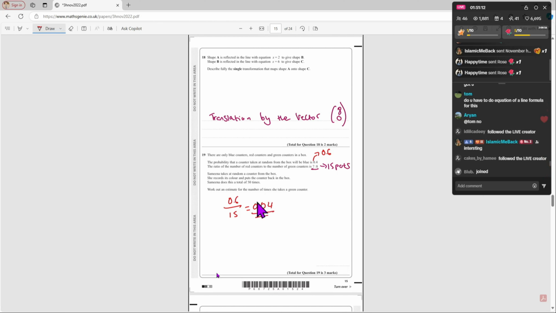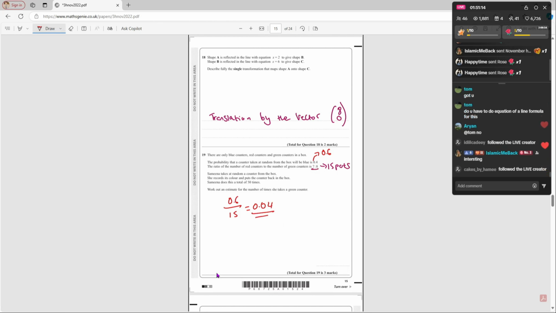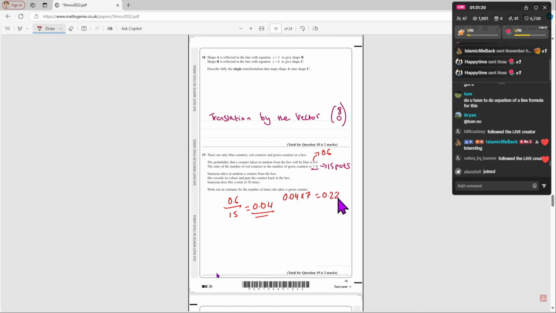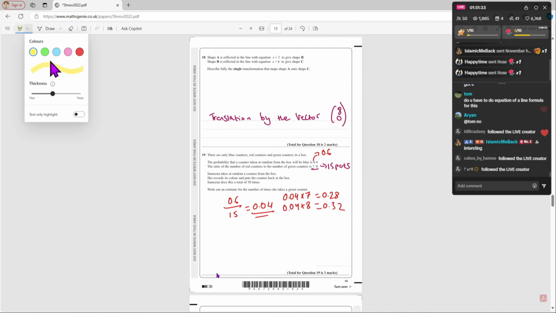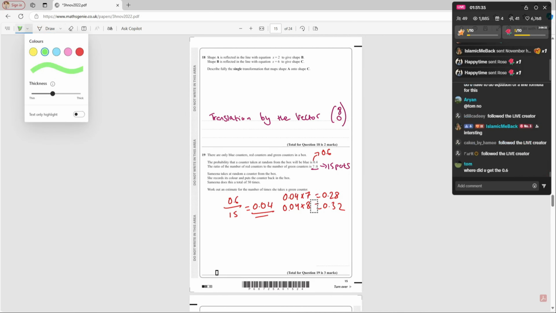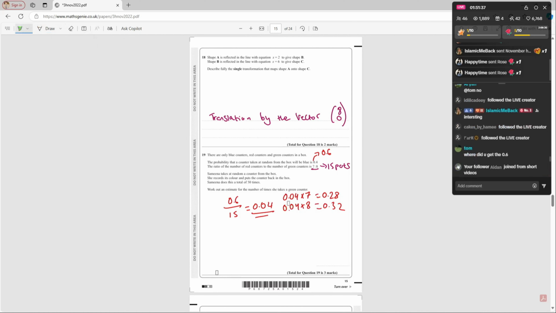This is going to be one part of the ratio. Now we're going to share it among the ratio 7 to 8. We're going to do 0.04 times 7 to get 0.28. Then we're going to do 0.04 times 8 to get 0.32. Once we have done that, we only care about the green ratio. This is our green ratio right here. We only care about this one.